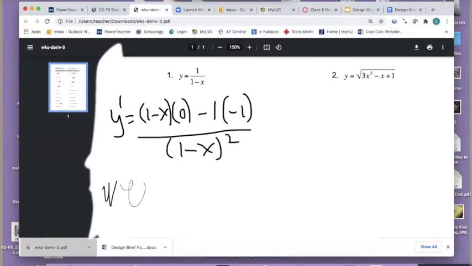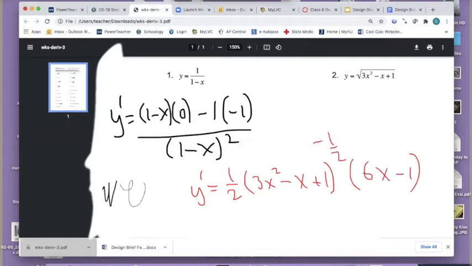All right, number 2, maybe you want to write it in a radical form first. It is in radical form. Maybe it's easier if you write it as 3x squared minus x plus 1 to the 1/2. However you write it, you should end up with this. Okay, number 2, and that's 1 and 2.